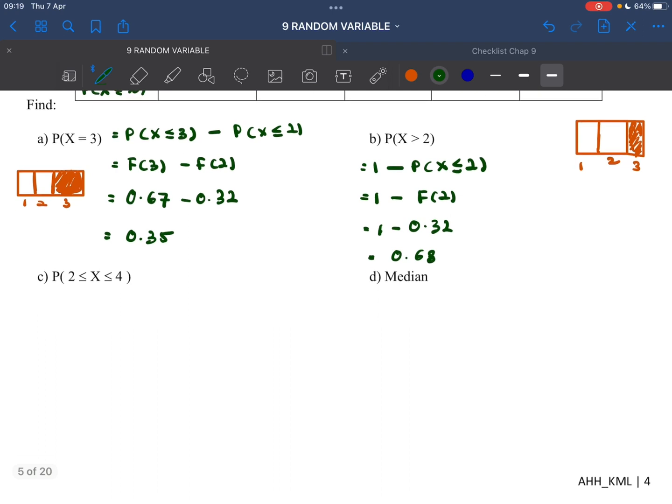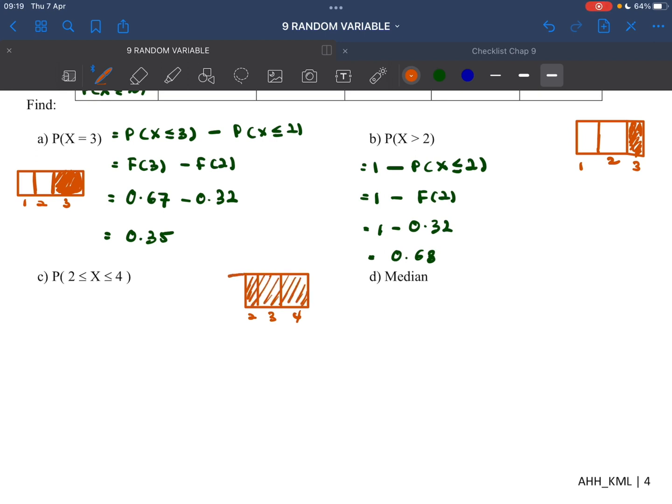Okay, now let's try first. You have to try first and then check back the answer. We want x between 2 and 4. If we represent it as a box, 2 and 4, we have 2, 3, 4. Okay, 2 and 4 is included, which is everything here, 2 and 4 up until 4.